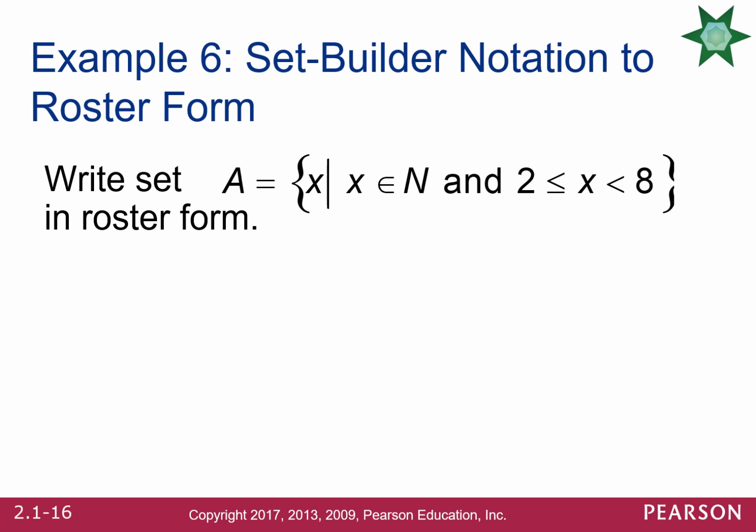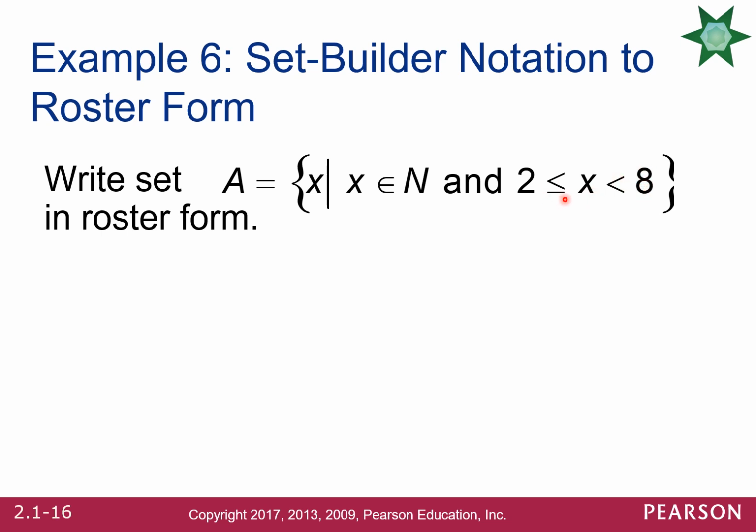Let's look at this example here. Here we have been given a set notation and we have to write it in roster form. All right. So let's read this set notation first. It says A equals, and then within the braces you have x such that x is a natural number and x is a value between 2 inclusive and 8 exclusive.